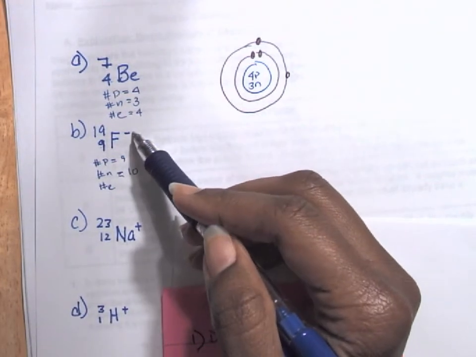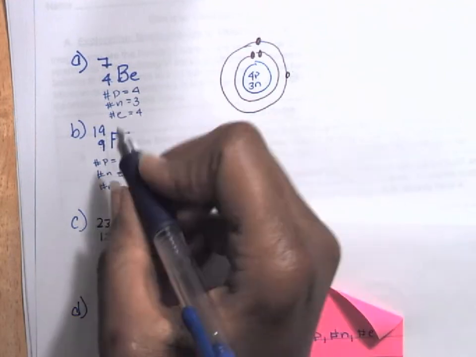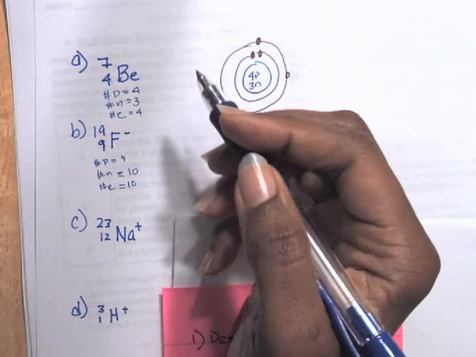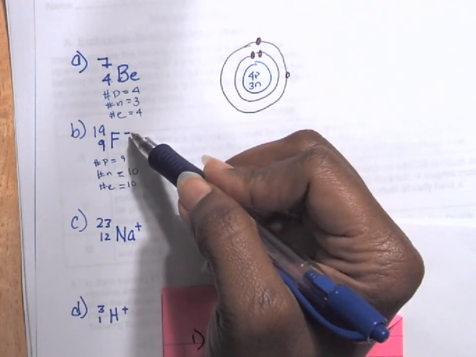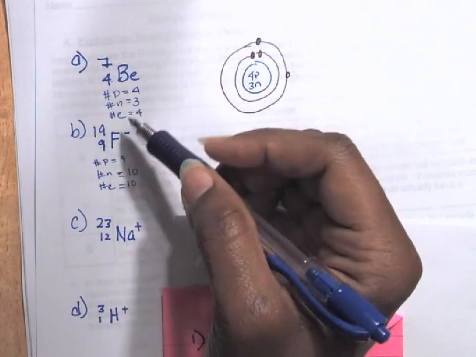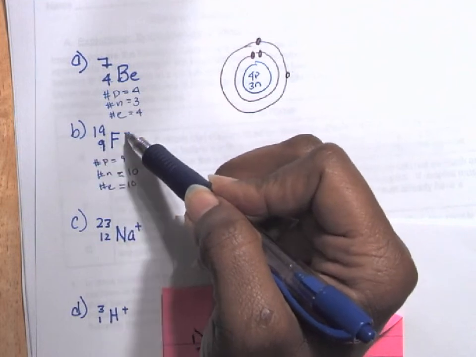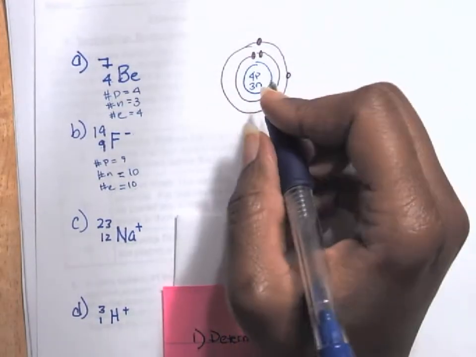So this -1 charge tells me I have 1 more electron than I have protons. And so the answer to that would be 10 electrons. Now the other thing that you can do to calculate the number of electrons is to do the number of protons minus the charge. So 9 minus -1 will give you, again, 10. All right, so I have my number of protons, neutrons, and electrons.